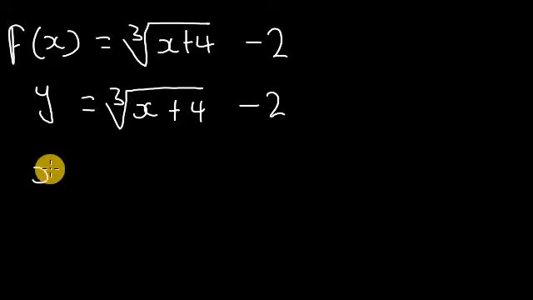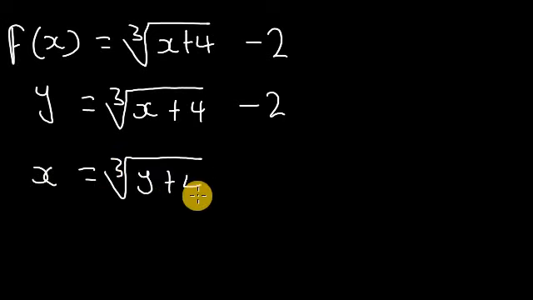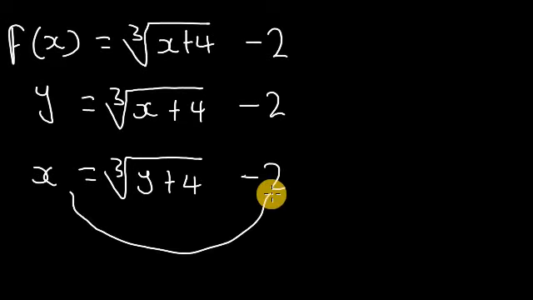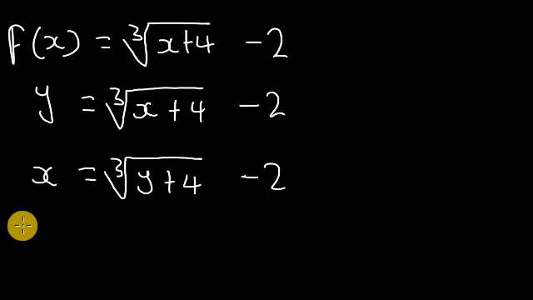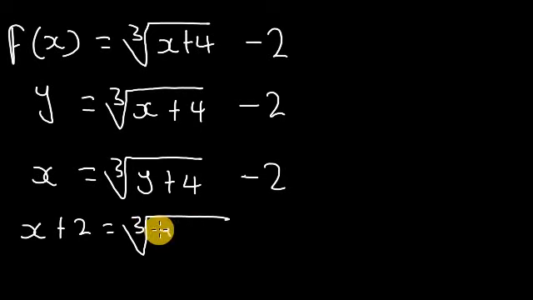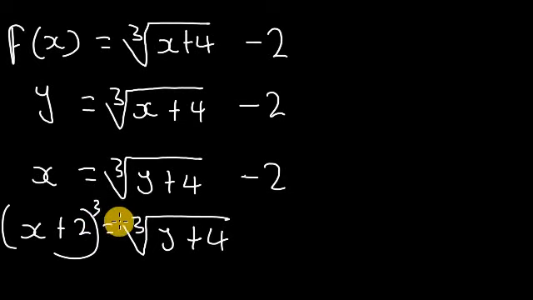So I'm going to replace y with x, and I'm going to replace x with y plus 4, then minus 2. Now at this point, I can bring the 2 to the other side. So I should have x plus 2 equals the cube root of y plus 4. Right now, I can take the cube of both sides, like I should raise both sides to an index of 3 so as to get rid of the cube root on the right hand side. So I'm going to take the cube of both sides.